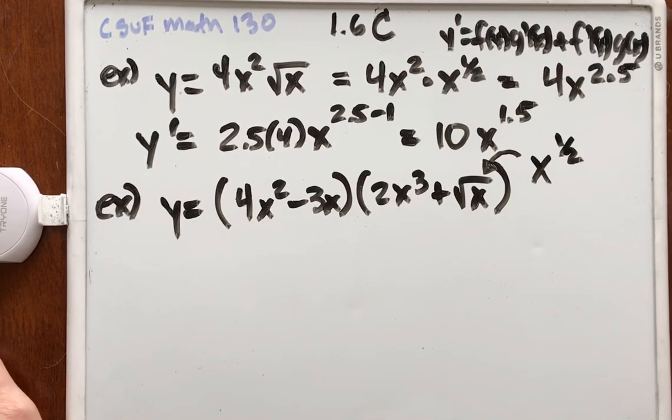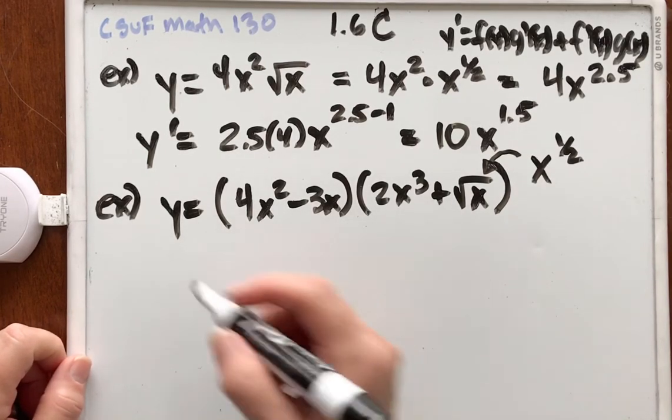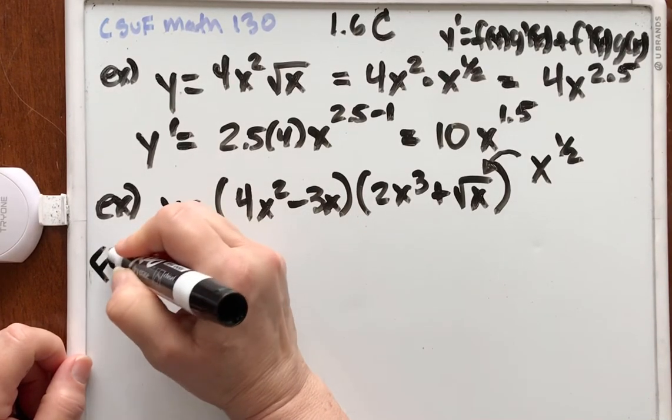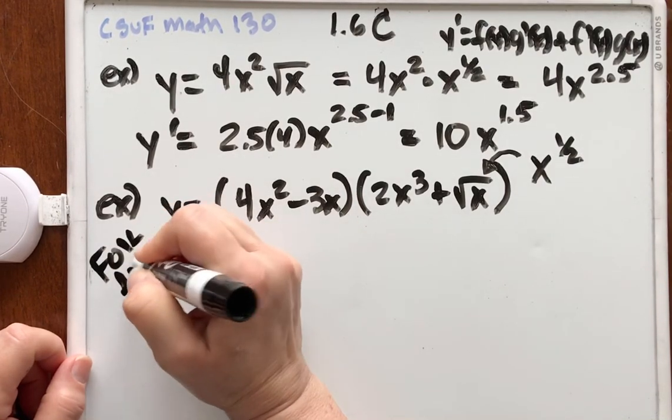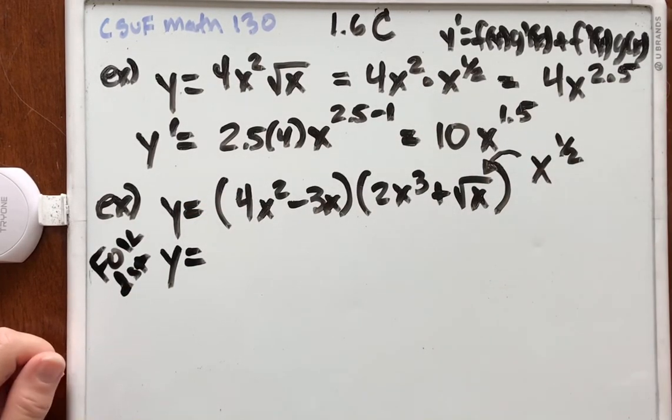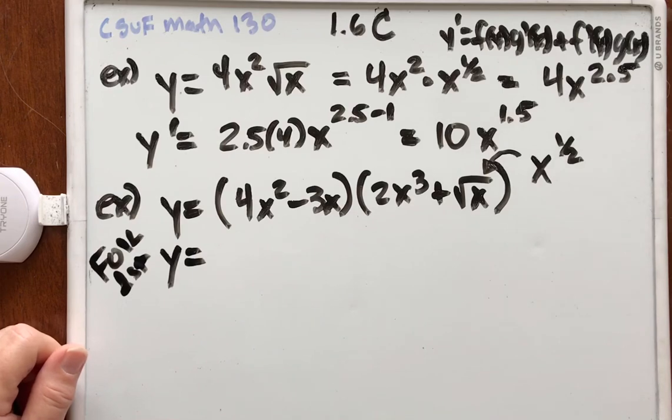So what should we do next? Well, we could either use the product rule or we could FOIL and take the derivative. There's two different ways to do this. Let's try something new. Let's just go ahead and FOIL first. We could go ahead and do this, but what if we did this? Let's try it out. Okay, so here we go.